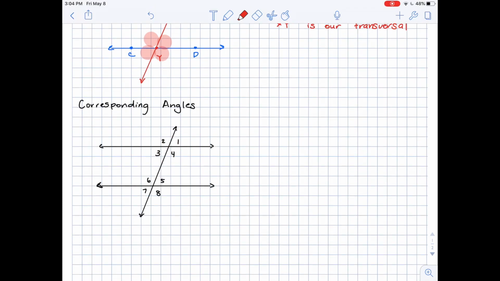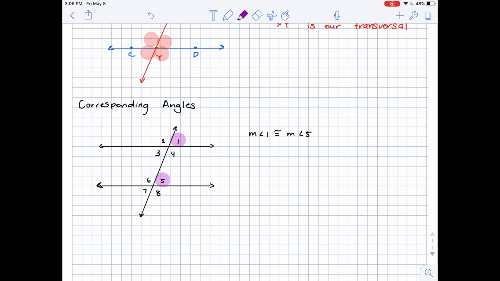So corresponding angles are angles that look like one another. First off, I have angle 5 in my bottom section of angles. Which angle in the top looks like angle 5? Hopefully you see this one. The angle that looks like angle 5 is angle 1. These are called corresponding angles, and what's interesting about corresponding angles is they have the same measurement. So the measure of angle 1 is congruent to the measure of angle 5.